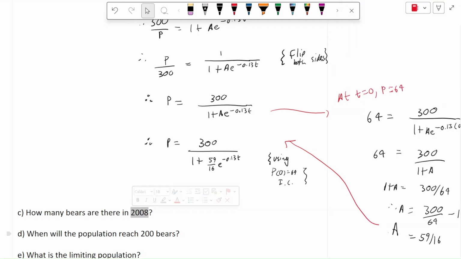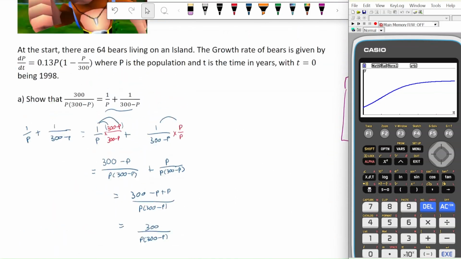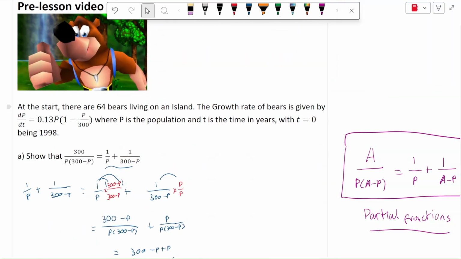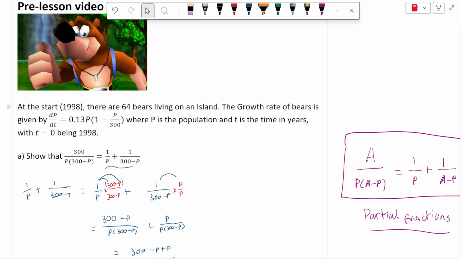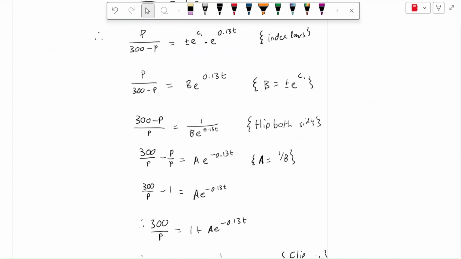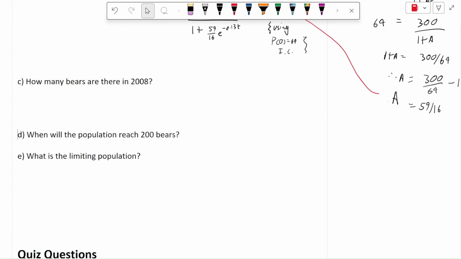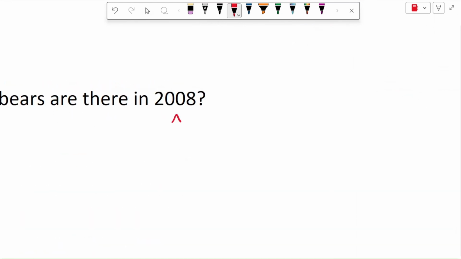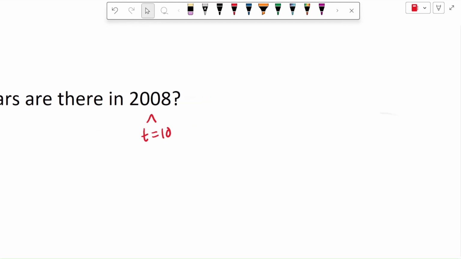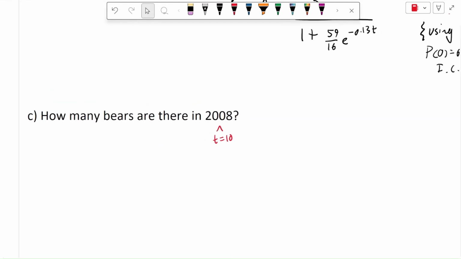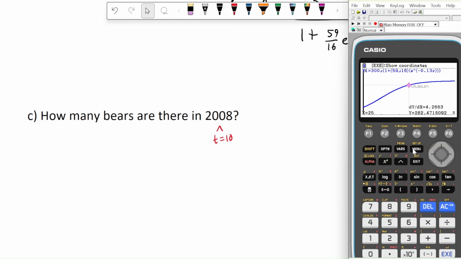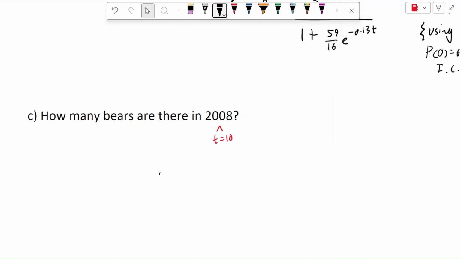Okay, how many bears are there in 2008? So if the start is 1998, then 2008 would be t equals 10. So that's what we got to do here. Okay. So to get this, all we got to do is plug it into the equation, but what's quicker is to go trace 10. P of 10 is 149.6. So roughly 150 bears in 2008. Okay.